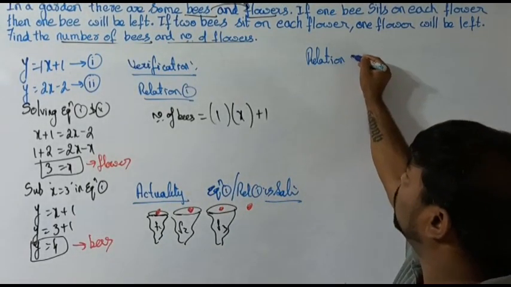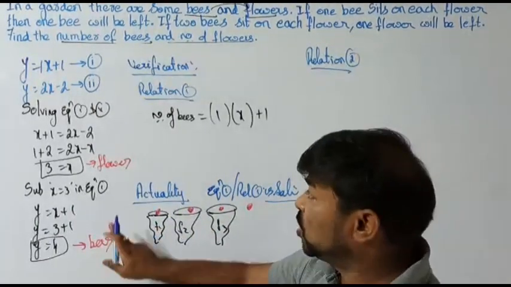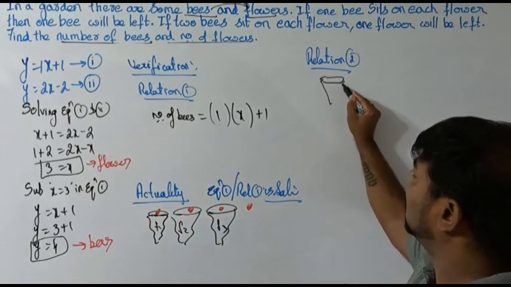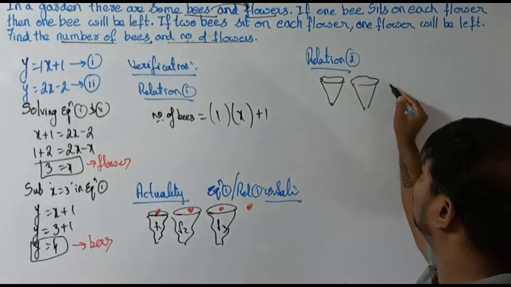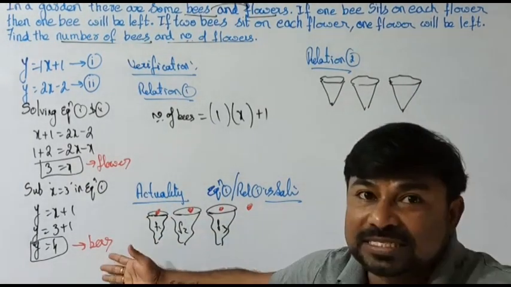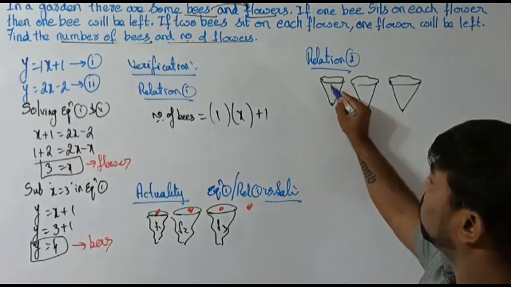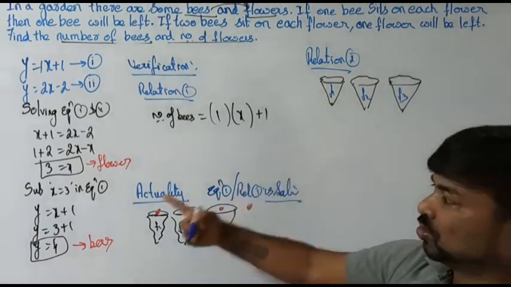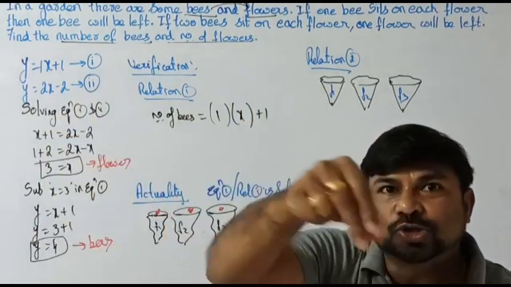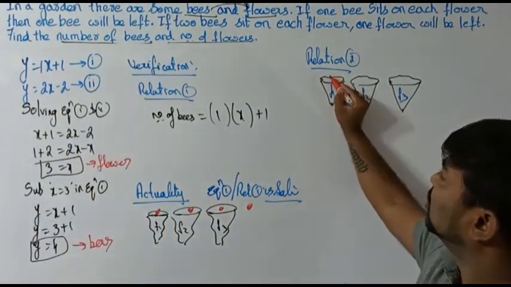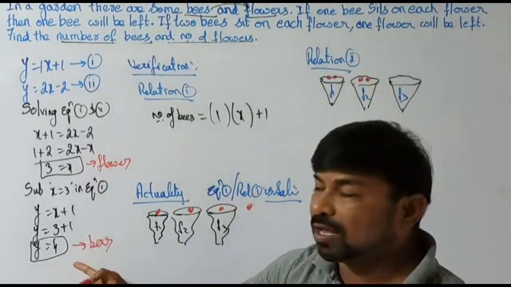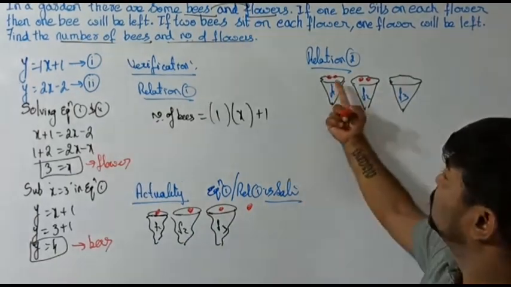Relation 2. Whatever it might be, the number of flowers stays the same. How many flowers are there? It's nothing but 3. That doesn't change: flower 1, flower 2, flower 3. So flowers are 3. How many bees are there? According to the second relation, 2 bees should be sitting on each flower. So 2 are sitting on flowers, and 2 are sitting on the others. Totally how many are there? There are only 4. So I made 2 and this 2.